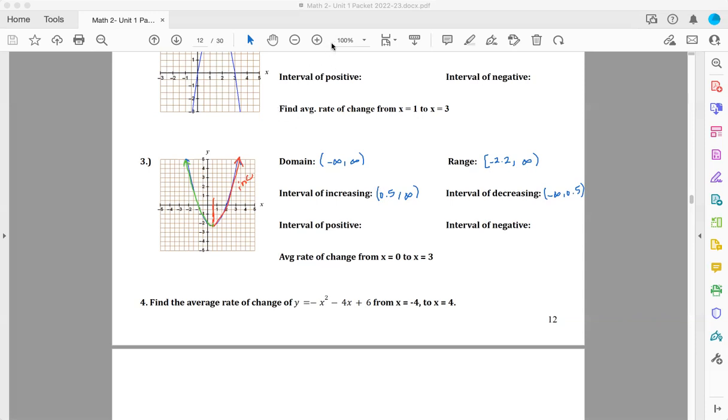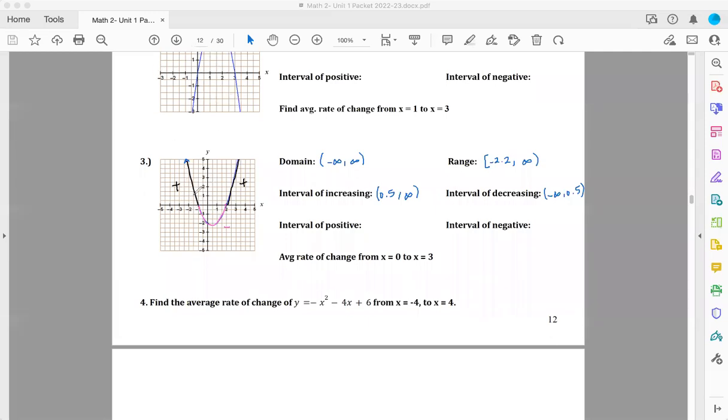Interval where the graph is positive. Positive means the graph is above the x-axis. So this is positive, and this is positive, versus this part of the graph, which is negative. It's below the x-axis. So I want the values of x for which the graph is positive. What values of x is the graph positive for?